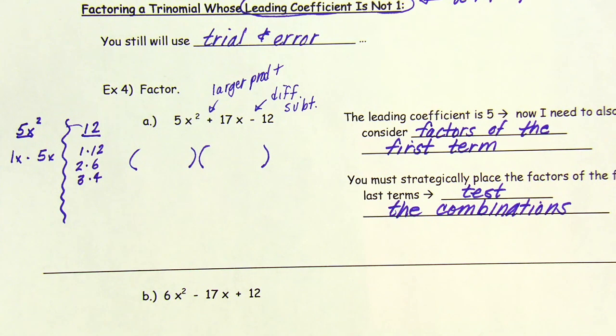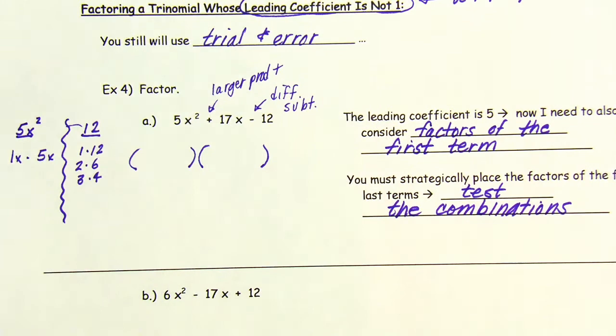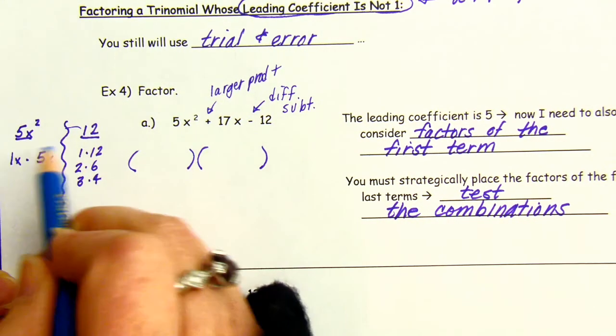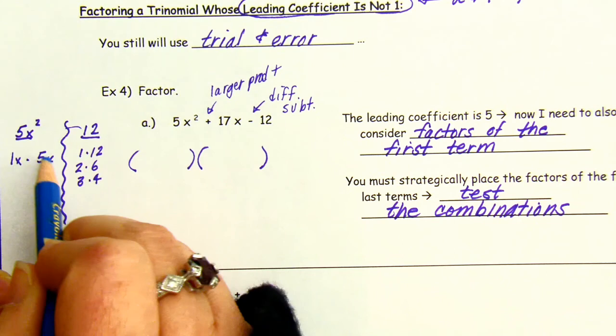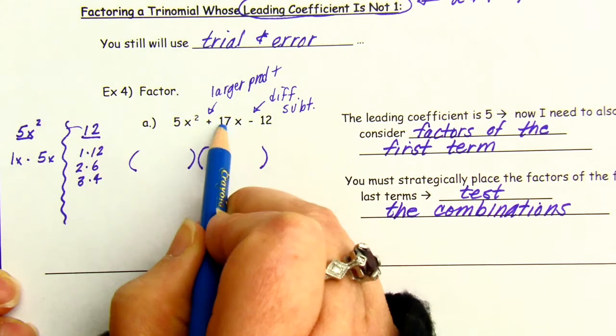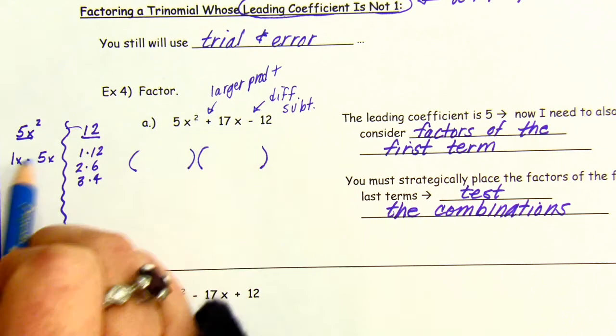We've got to figure out what products we multiply so that when I subtract them, I get 17. Sometimes this takes a couple of tries. I'm looking: 1 multiplied with 1 is 1, 5 times 12 is 60. 60 subtract 1 is not 17. So I'm not going to use these two together.